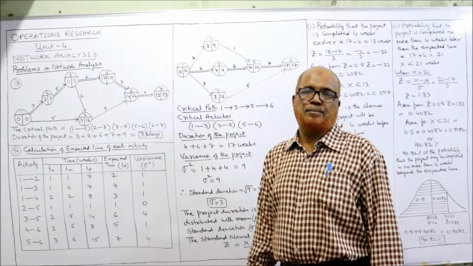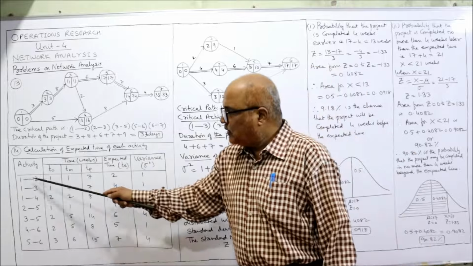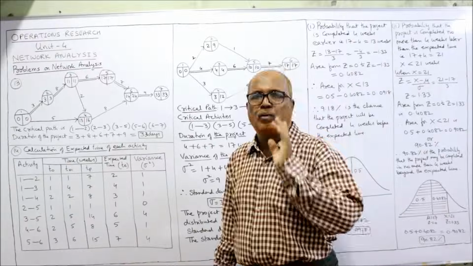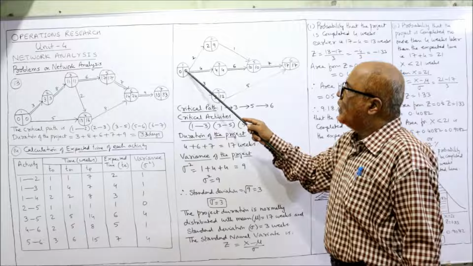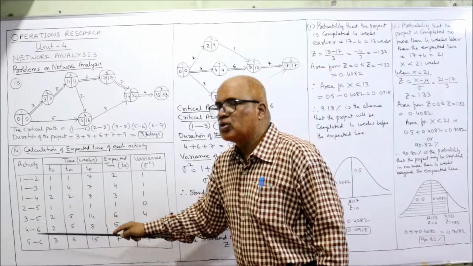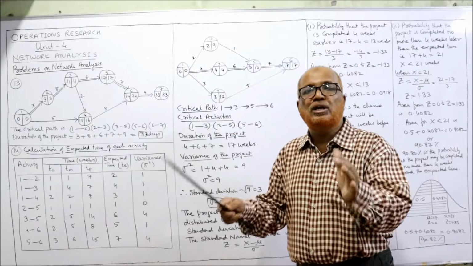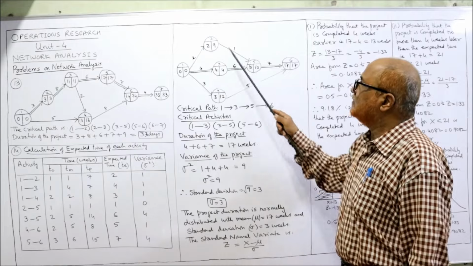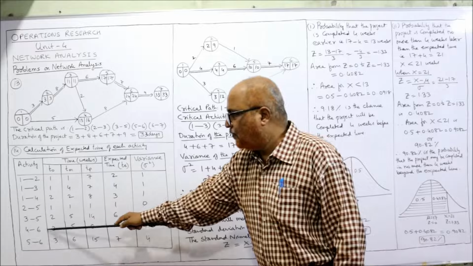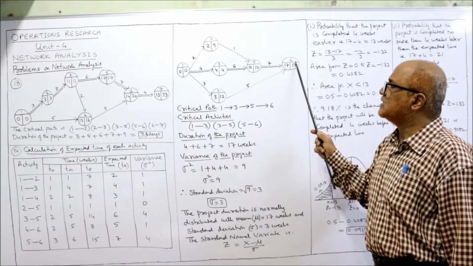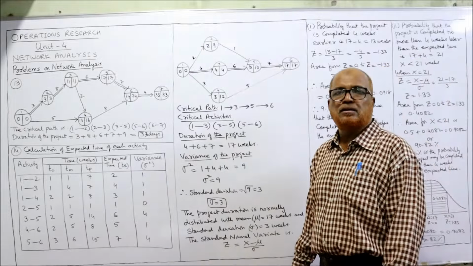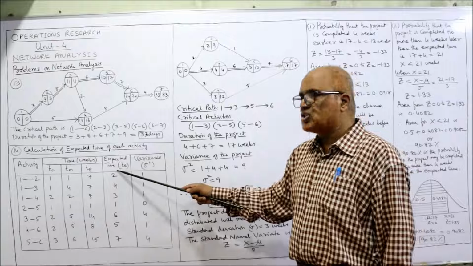Now we have to draw the diagram. The first activities, 1 to 2, 1 to 3, 1 to 4: 3 activities are bursting from event number 1. Then 2 to 5, 3 to 5: 2 activities are merging at 5. Then 4 to 6 and 5 to 6, the 6th event. Our diagram is completed.